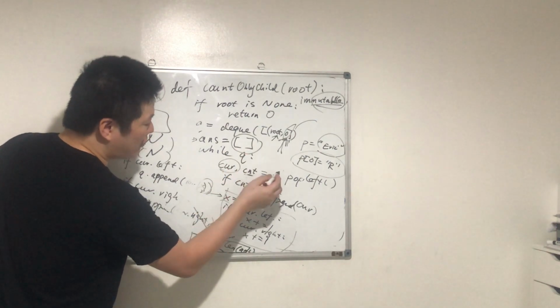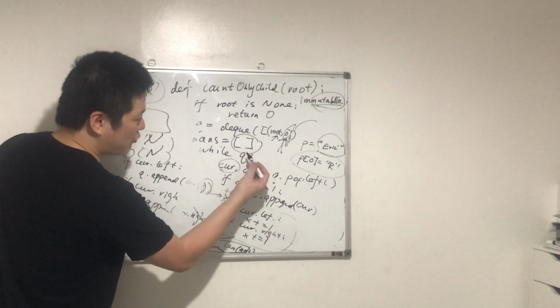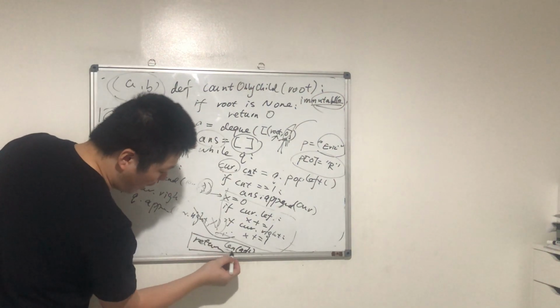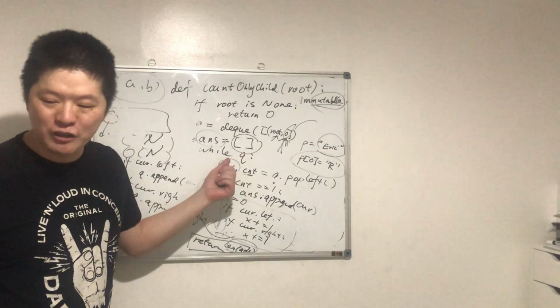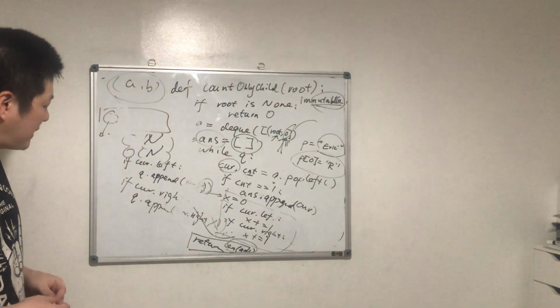But in this case, you are storing all the nodes in the answer and then counting it. It might be better just to increment the counter. Okay? Does it make sense?